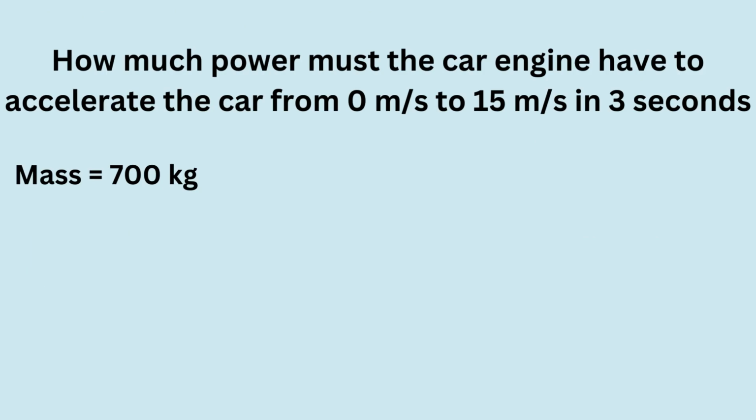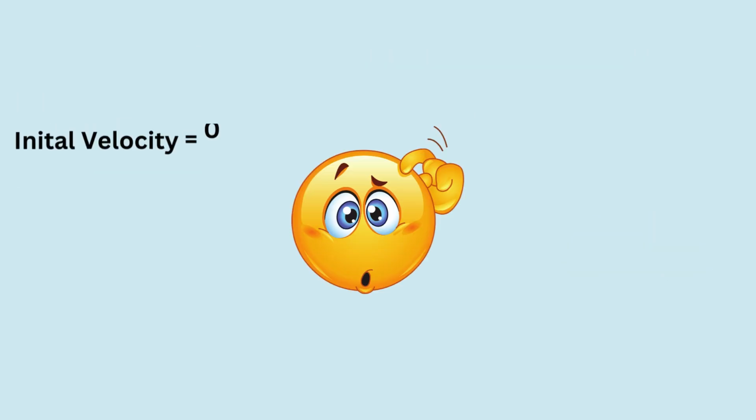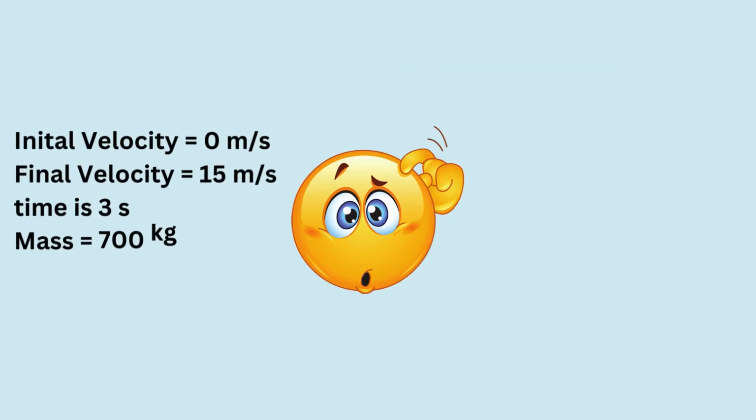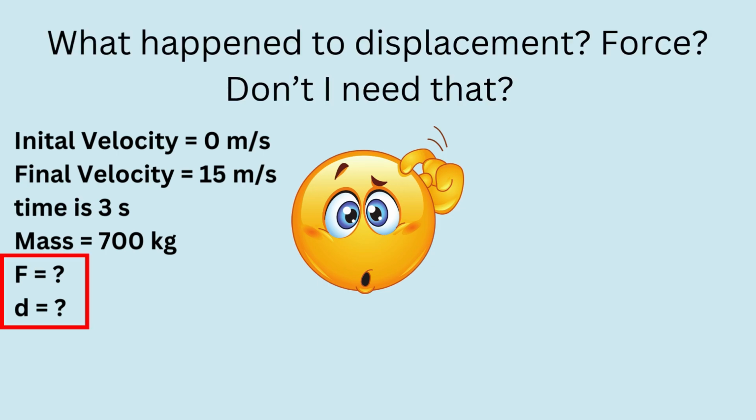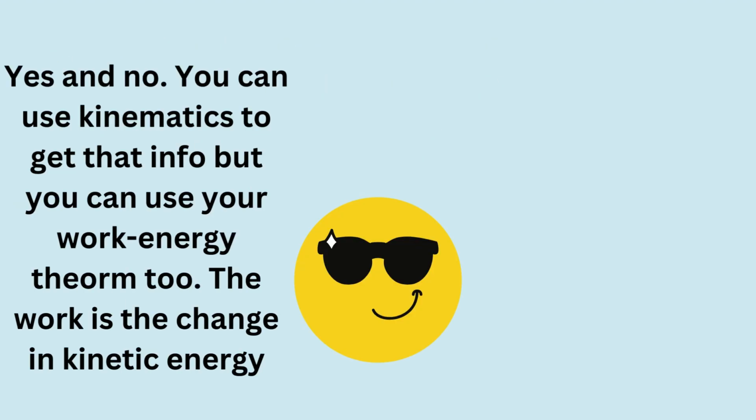How much power must the car engine have to accelerate the 700 kilograms car from 0 meters per second to 15 meters per second in 3 seconds? We don't have force or displacement given to us, so it'll be easier to use our work-energy theorem to calculate the change in kinetic energy. Remember that the formula for kinetic energy is half mass times velocity squared.